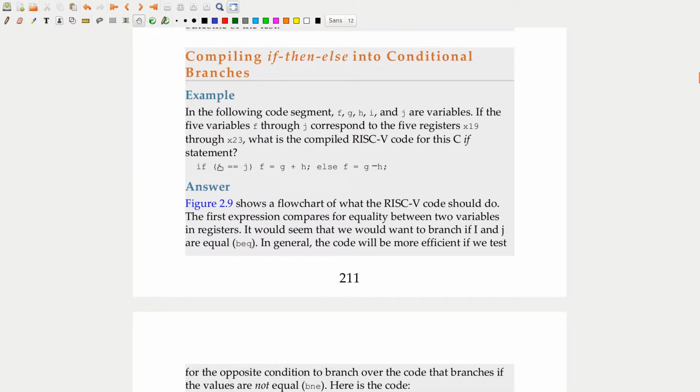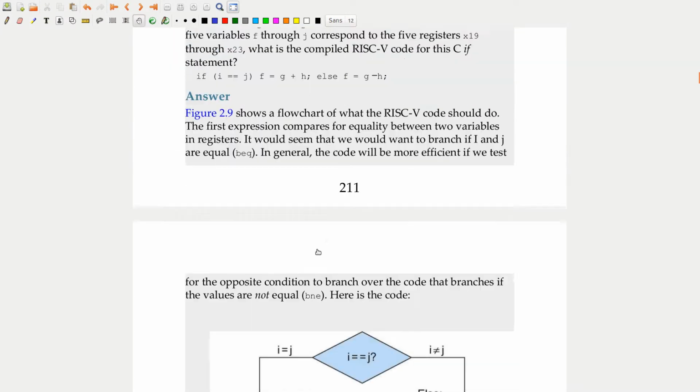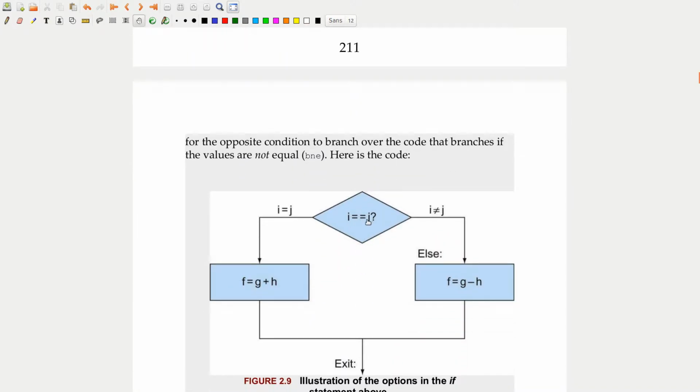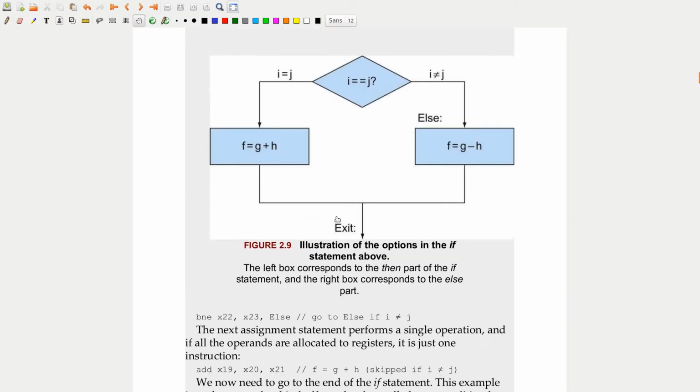So here we have a simple if-else statement, and let's see what that looks like in RISC-V code. If we were executing this code in C, what we'd expect as a programmer is our instruction gets to this if statement, and the first thing it does is check if i is equal to j, which is right here. There's two options, which are either f is equal to g plus h, or it assigns f equal to g minus h, and then it returns. So let's see how we would do that in an instruction.